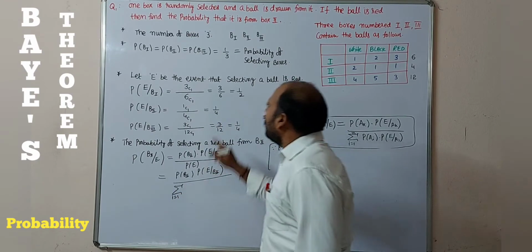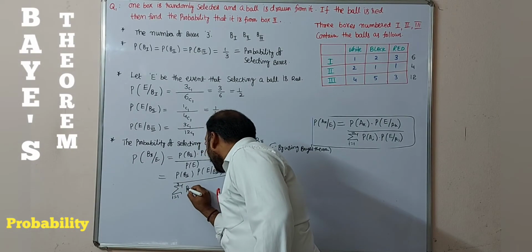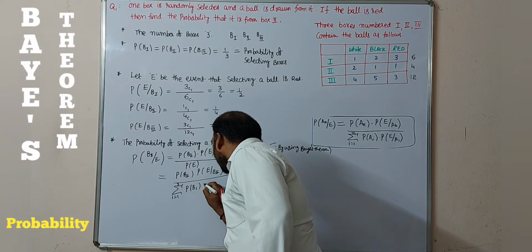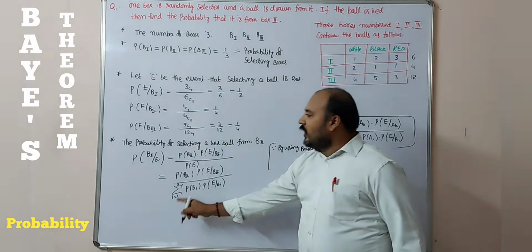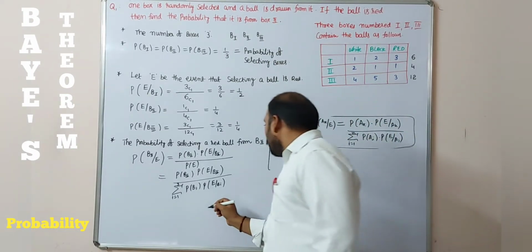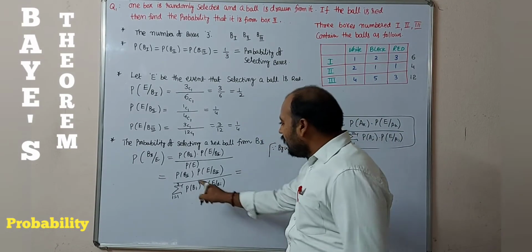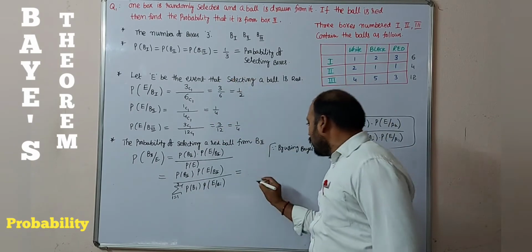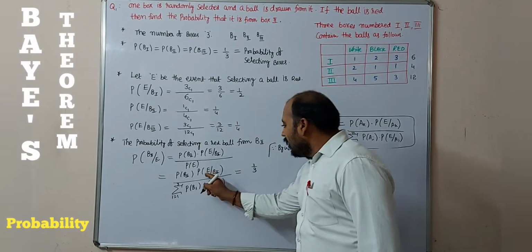is equal to... total how many boxes are there? 3 boxes are there. I is equal to 1 to 3, P of Bi into P of E by Bi. Means I is equal to 1, 2, 3, substitute like capital 1, capital 2, capital 3 only, write it. You will get the answer, dear students. Which is equal to P of B2. P of B2 value is what? 1 by 3 into P of E by B2.